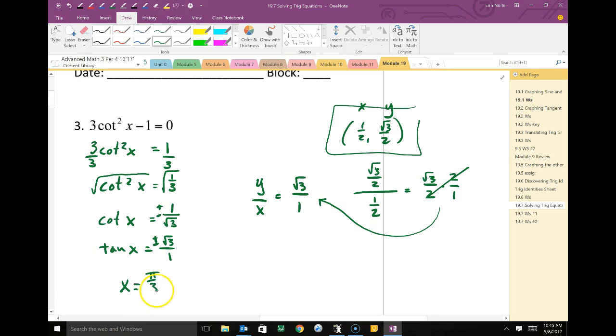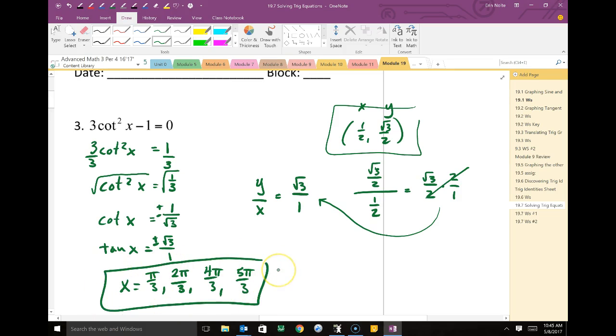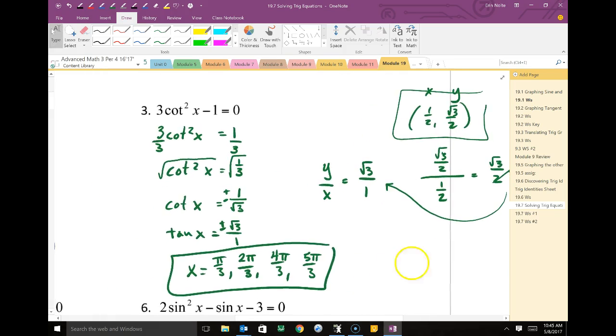Pi over 3. 2 pi over 3, so that's the negative version. 4 pi over 3 would give us a positive version. And 5 pi over 3, good. Is everybody okay with that one? Okay, so that was kind of a good example to show you how to work with reciprocals as well. All right, let me do one more.